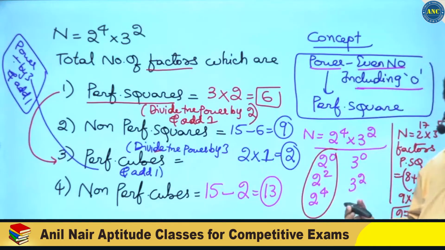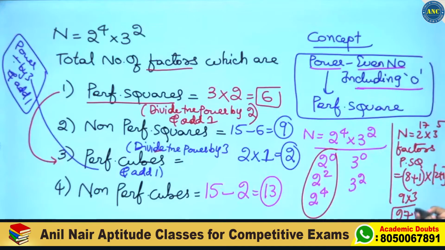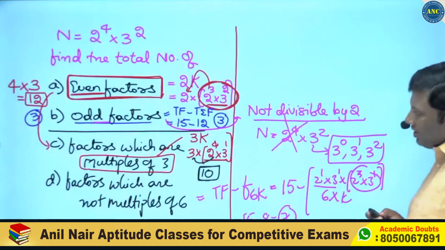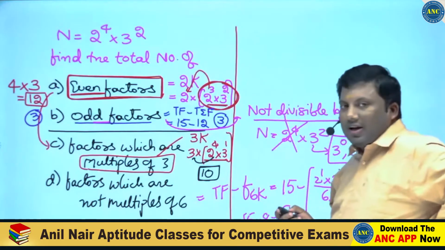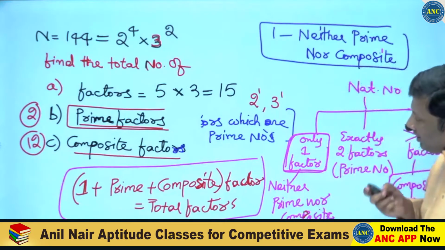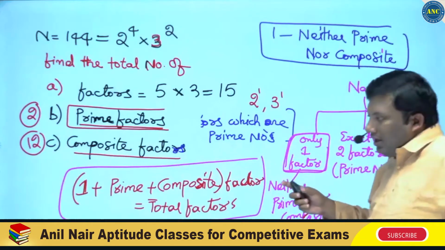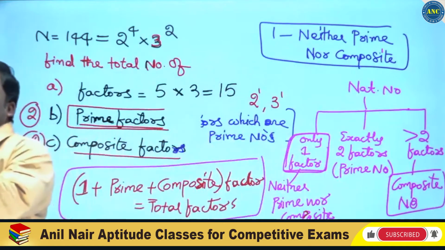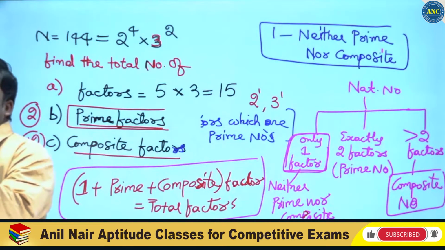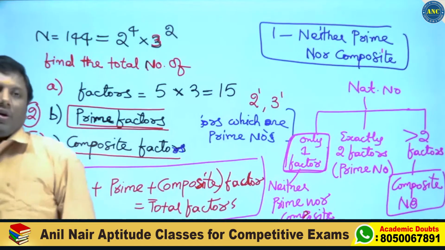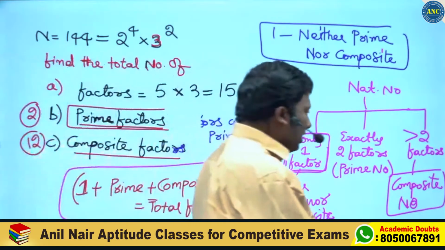I hope these 4 concepts are very clear: perfect square, non-perfect square, perfect cube, non-perfect cube. Even factors, odd factors, factors which are multiples of 3, factors which are not multiples of 3. Factors, prime factors and composite factors. One is neither prime nor composite. Any doubts? I hope all these concepts are clear.